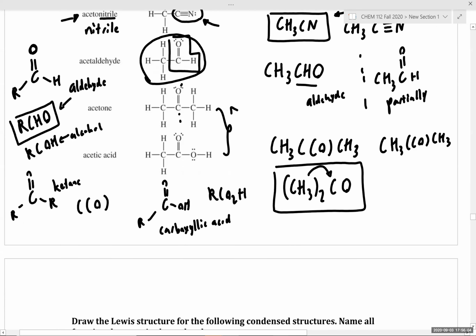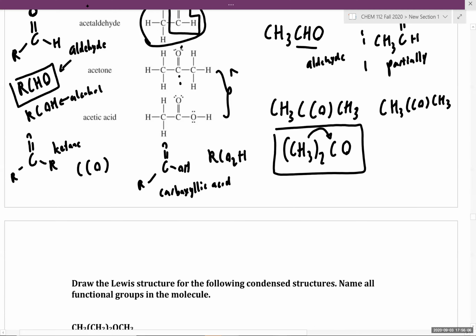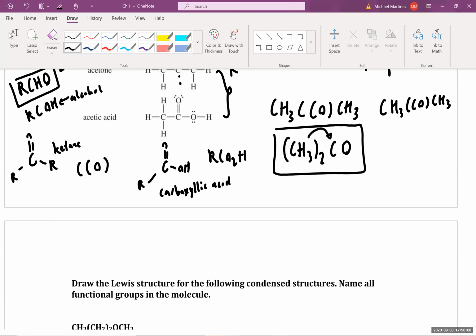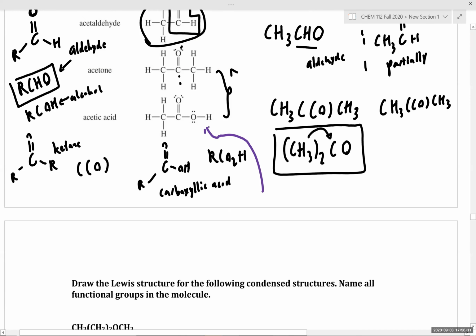Acetic acid, thankfully, is an easy one. So let's look at acetic acid. We'd abbreviate our CH3 group and we'd write our carboxylic acid as CO2H.